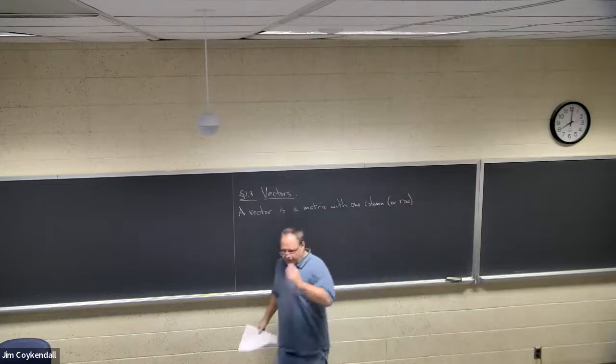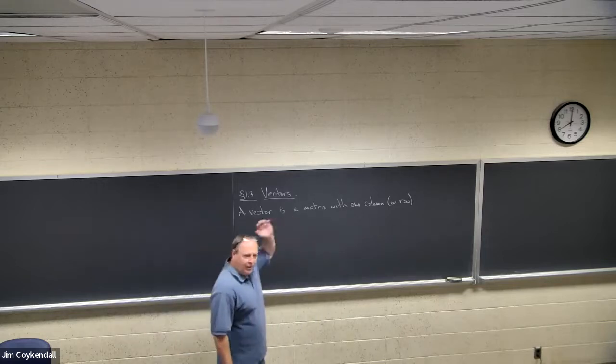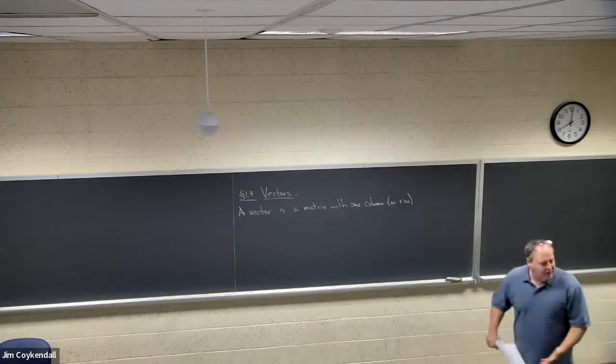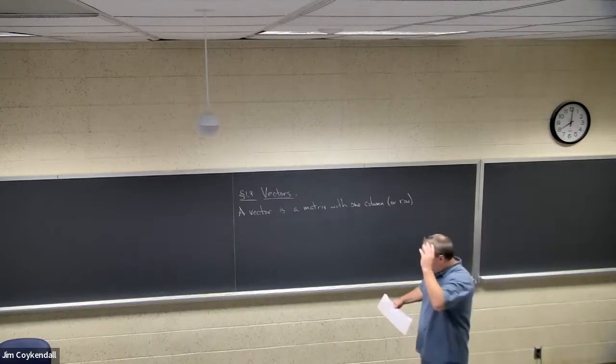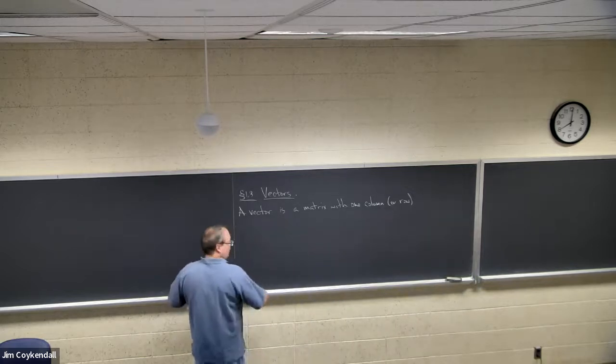So a vector is basically just a matrix with only one column. We'll talk about row vectors maybe later, but for right now, we'll just focus on column vectors. So it's just a column of numbers. That's it. So let me do something more formally.